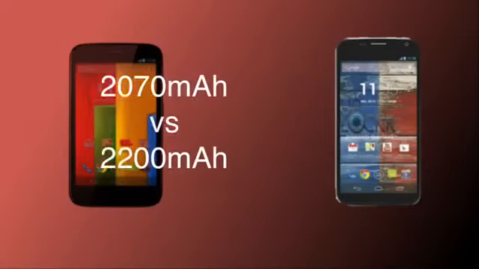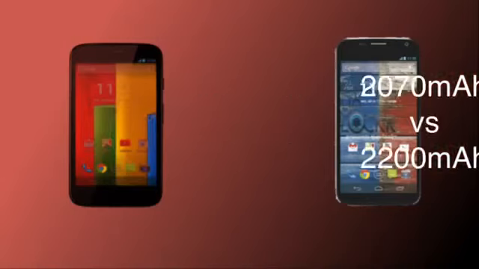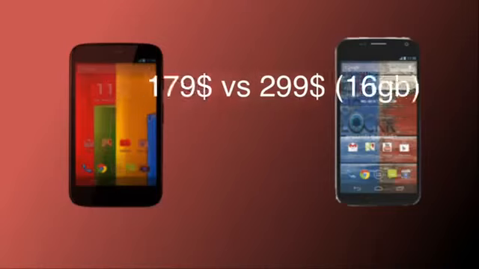In terms of battery, the Moto G comes with a 2070 mAh battery, and on the other hand the Moto X comes with a slightly better 2200 mAh battery. So finally, looking at the price, the Moto G is definitely the budget phone between the two at about $179 off contract, whereas you can get the Moto X at a price point of $299 off contract, which is the 16 GB model, and also you can get the 32 GB model at the price point of $399.